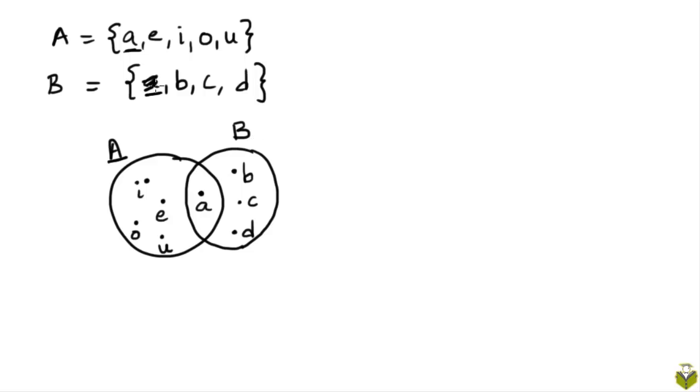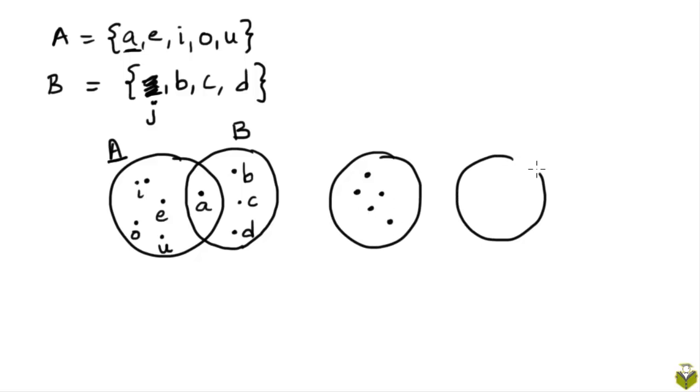Now what if this element had not been little a? Let's say it had been the letter J. In that case there would have been no overlapping elements between A and B. So if we had represented the 5 elements within A like this, the circle representing B would have had no overlap with the set A.